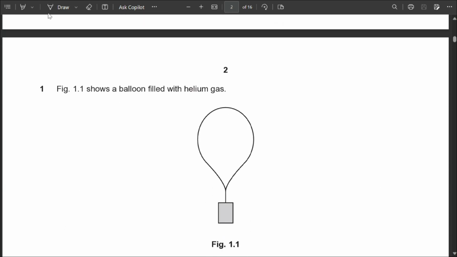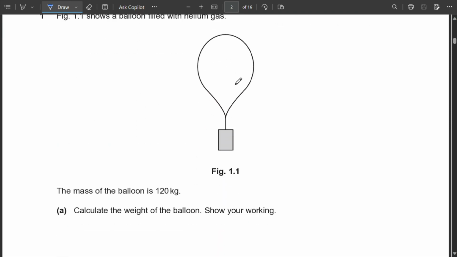Now see, figure 1.1 shows a balloon filled with helium gas. Now this balloon is filled with helium gas, and you know helium is a lighter gas, so it rises up. The mass of the balloon is 120 kg. So mass they have given 120 kg. Calculate the weight of the balloon.